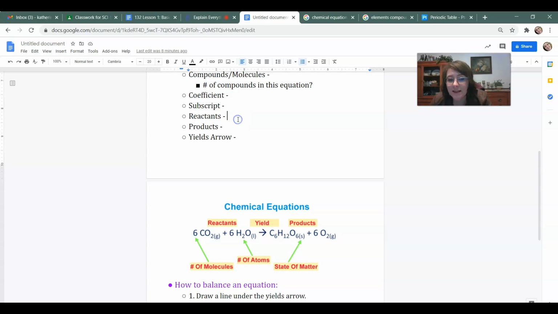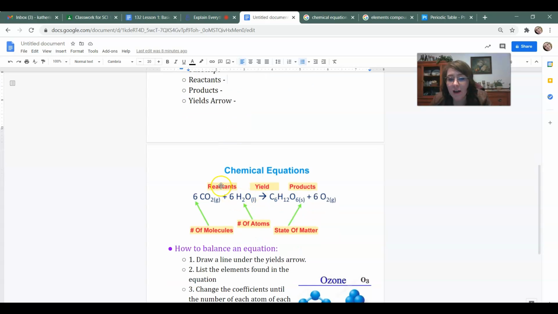Okay, the reactants. The reactants are everything before the arrow. So in this case, the reactants are carbon dioxide and oxygen. Here's our arrow. After that, we're going to have the products. The products are what we're left with.